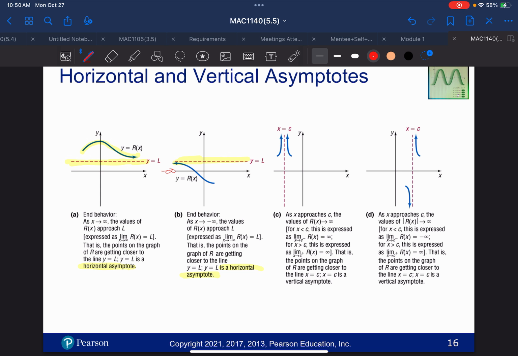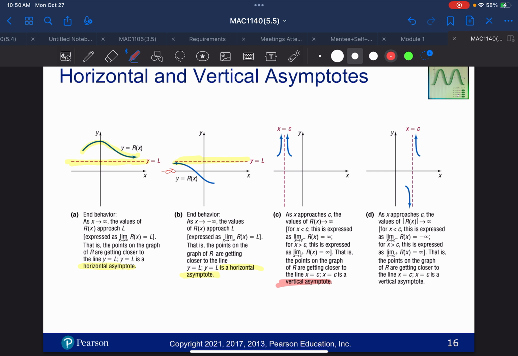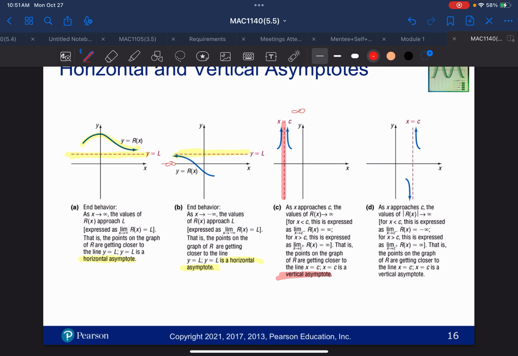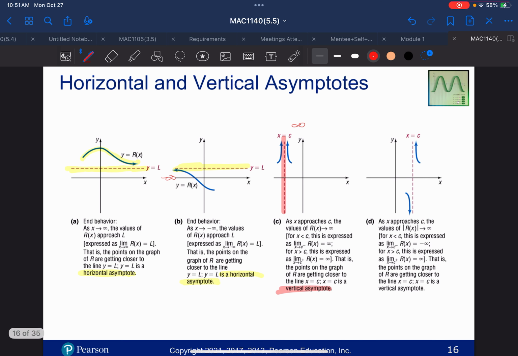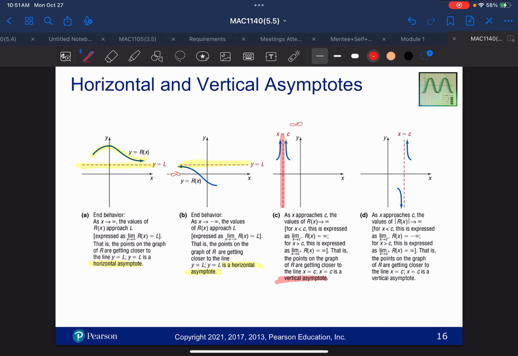The next one is a vertical asymptote. Let me use a different color here. We see here that this function in blue will never cross that vertical line, x equals c. It's approaching it, but it'll never touch it. And the y values of that function are shooting up to positive infinity as x approaches that value of c. So this is an example of a vertical asymptote.